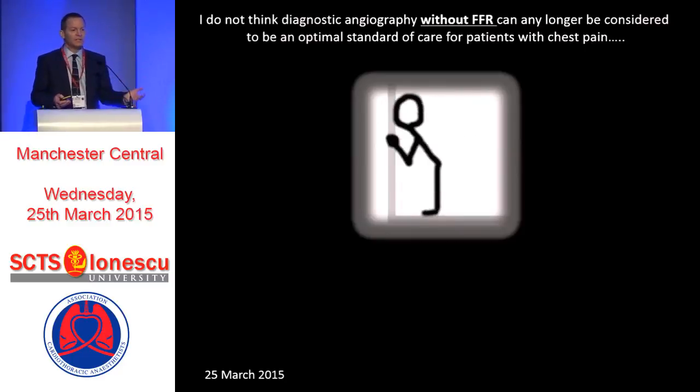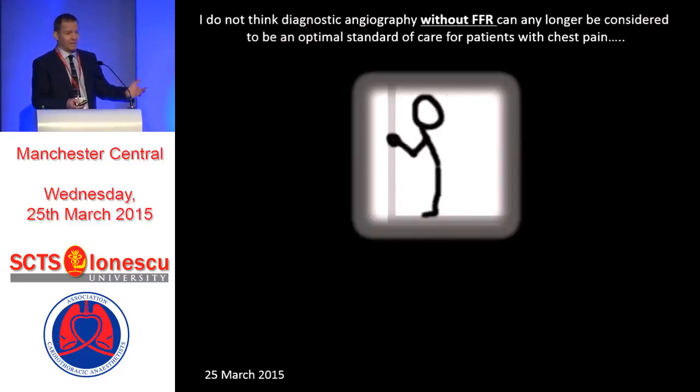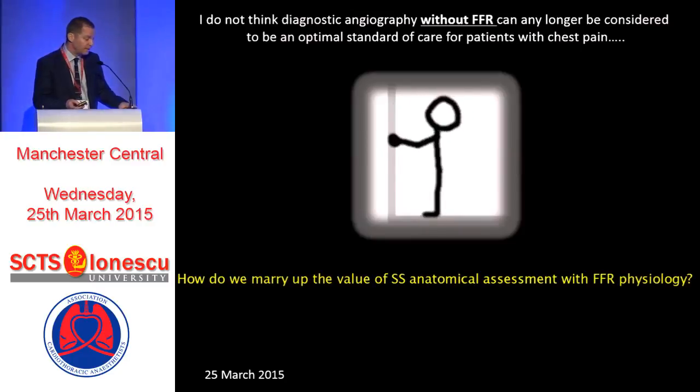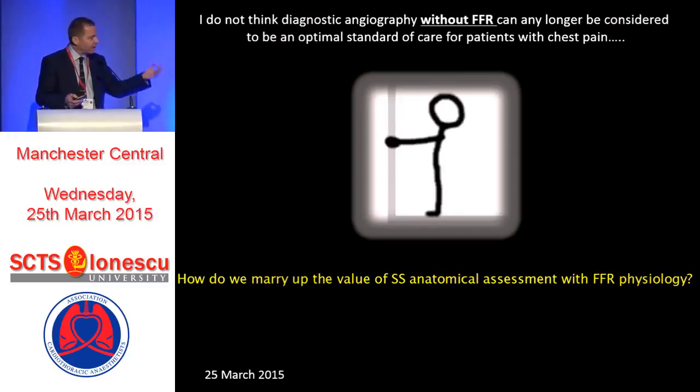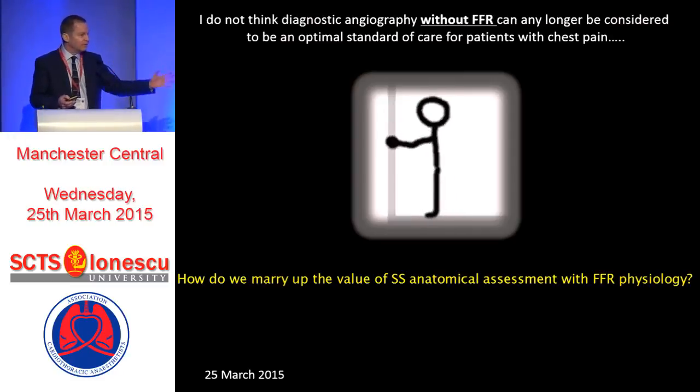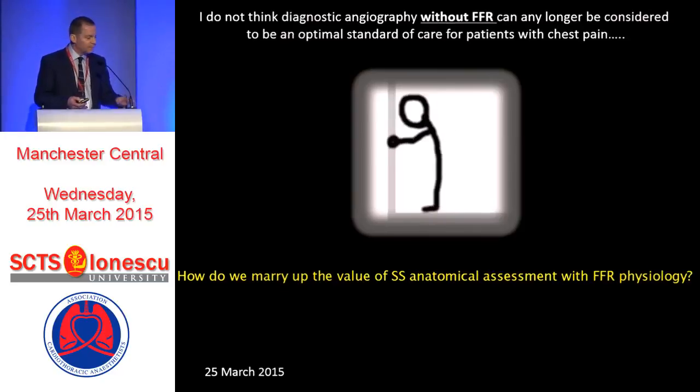So I think the days of using a diagnostic angiogram to decide anything about how a patient should be revascularized are flawed, and they should nearly be over. But how do we marry up this discrepancy between the anatomy, which is the syntax score, with the physiology that I've just been showing you? And it is possible to do that.